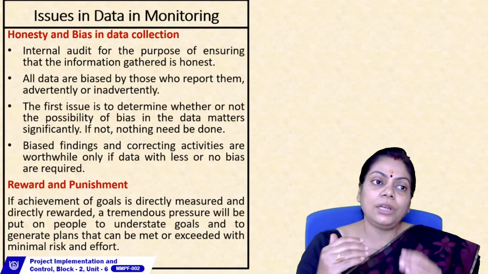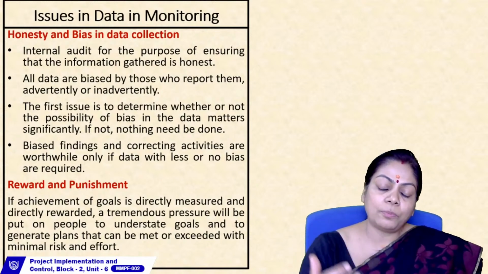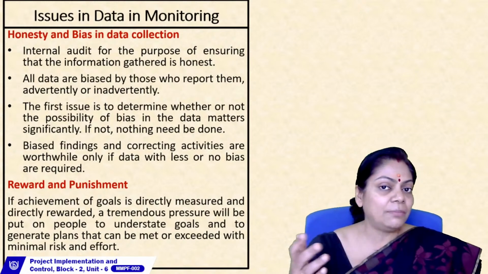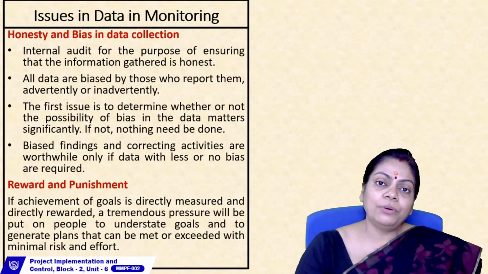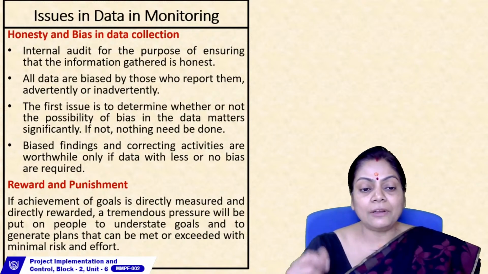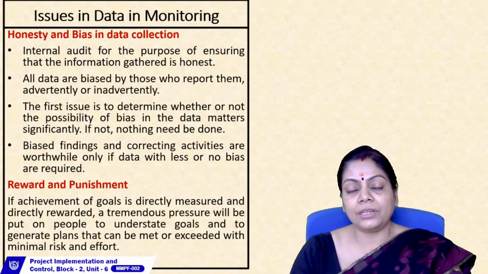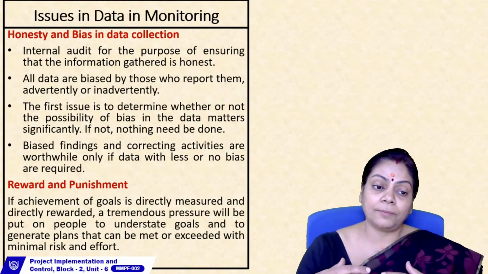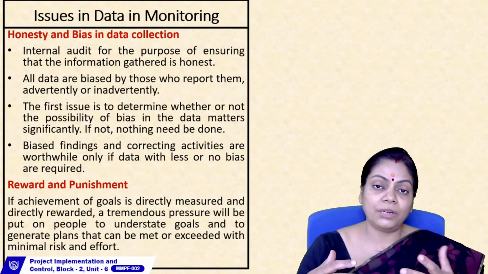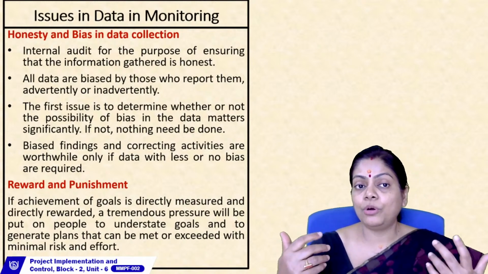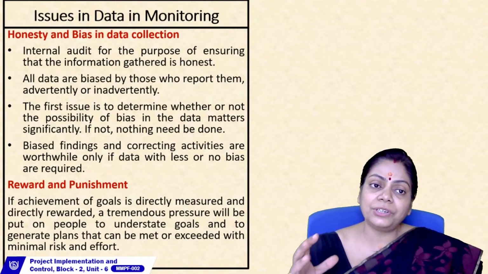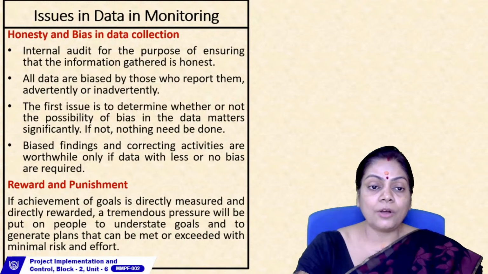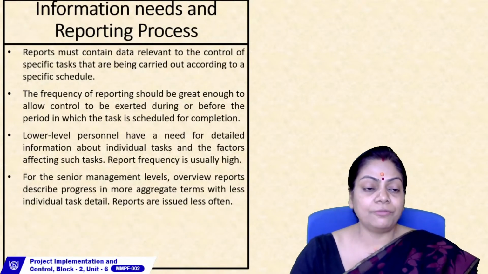So they will purposefully compromise on the objective, or purposefully compromise on the goals, and they will generate plans which can be easily met or exceeded with minimal risk or effort. So this kind of reward and punishment, if you directly attach it to the performance goal, might actually backfire. Okay, so we have to be very careful. This is something that happens in real life, and it's a very real life problem. This needs dealing.